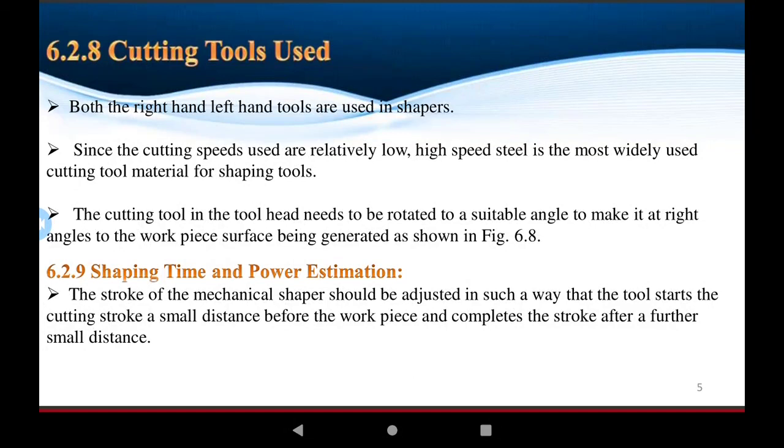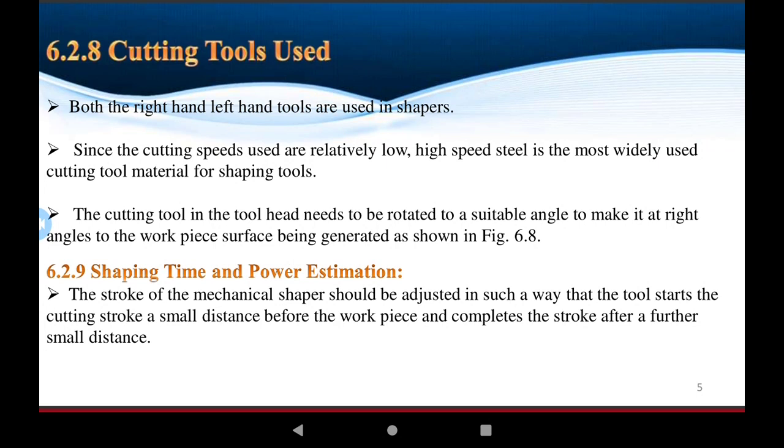The shaping time and power estimation of these machines. The shaping time in the shaping machine is the time consumed by the shaper machine for shaping, which I call the shaping time.